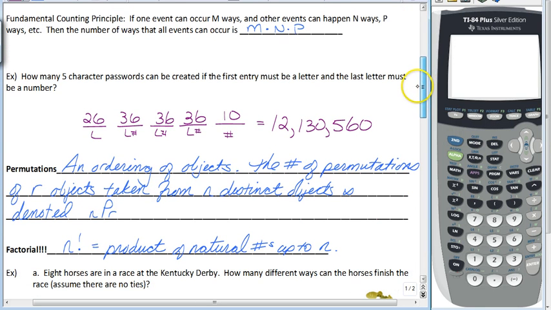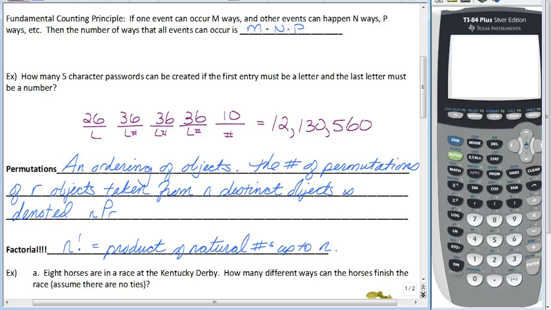So we have a couple of definitions. Permutations. A permutation is an ordering of objects where the number of permutations of r objects taken from the n distinct objects is denoted by nPr. I know, that just drove you nuts. When you see it in action, it's going to make a lot more sense.